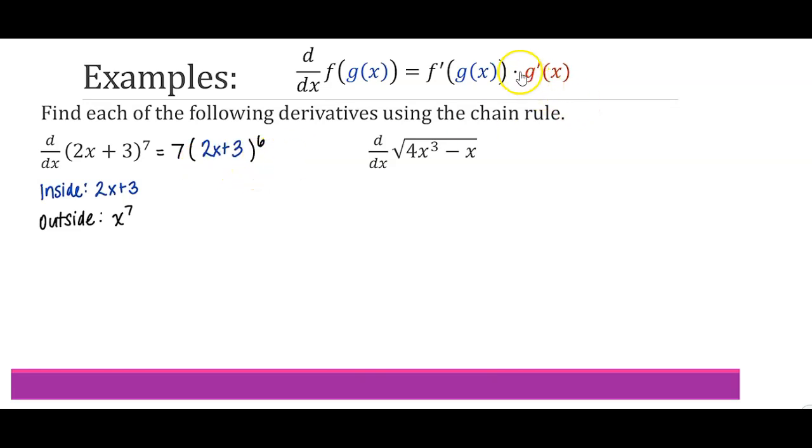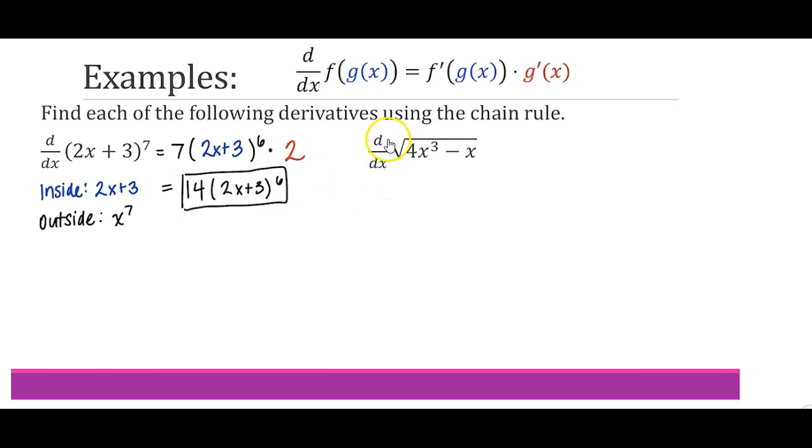The rest of the chain rule says now I have to multiply by the derivative of the inside. That's g prime of x. So the derivative of the inside, the derivative of 2x plus 3, is just 2. So here we're going to go ahead and write times 2. This is the derivative applying the chain rule. Now all that's left is some simplification. So we can multiply the 2 times the 7 to arrive at our final answer of 14 times 2x plus 3 to the 6th power. Let's take a look at another example.